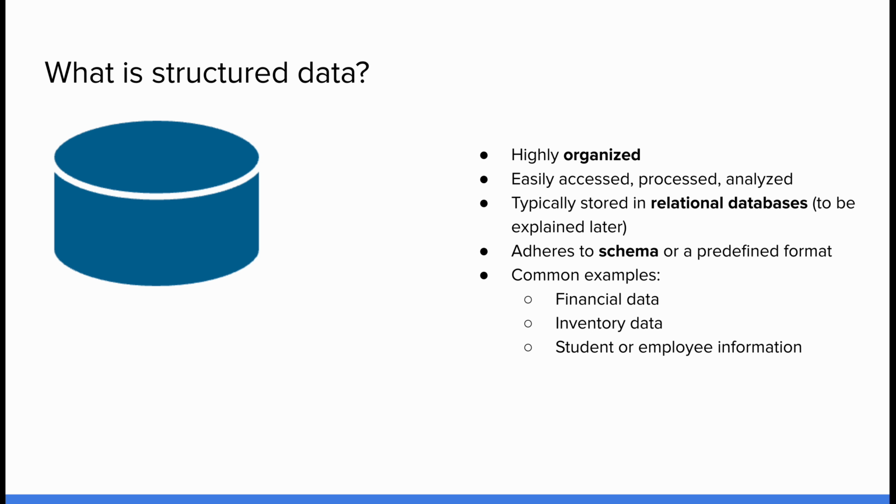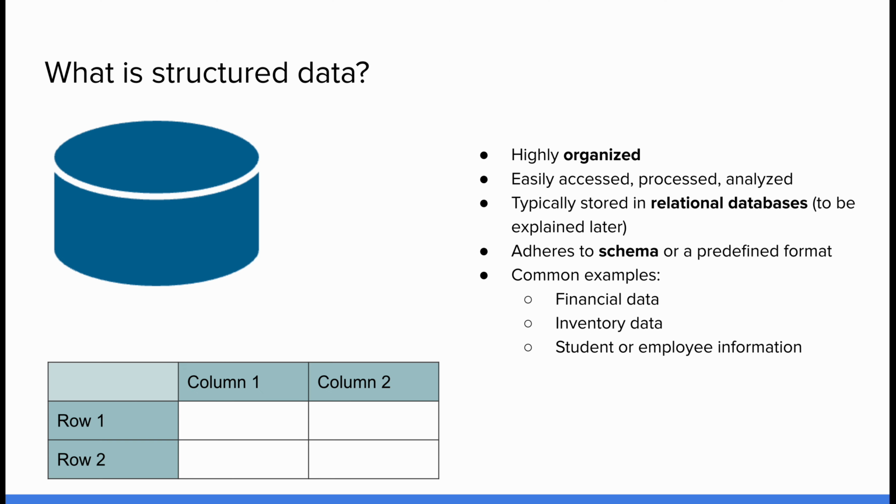The common examples listed here are financial data, inventory data, and student or employee information. They all adhere to specific schemas. For instance, financial data is typically captured in tables where each row represents a transaction and columns represent attributes like a date, amount, and a merchant. This predictable format allows us to easily extract and analyze insights, making the structured data incredibly useful for a wide range of applications. The table at the bottom also shows this typical tabular nature of structured data.